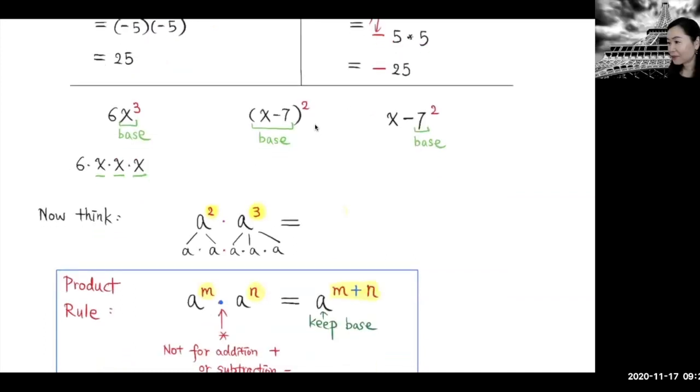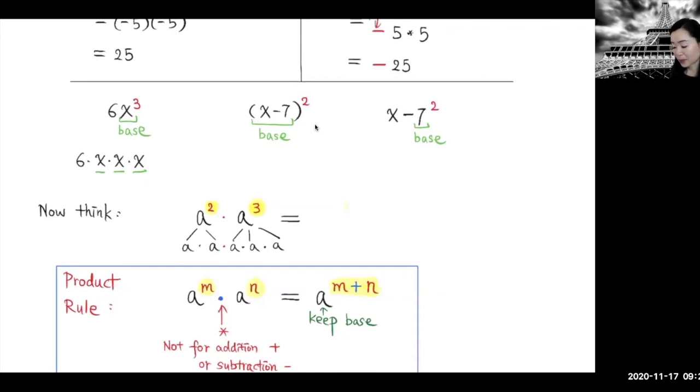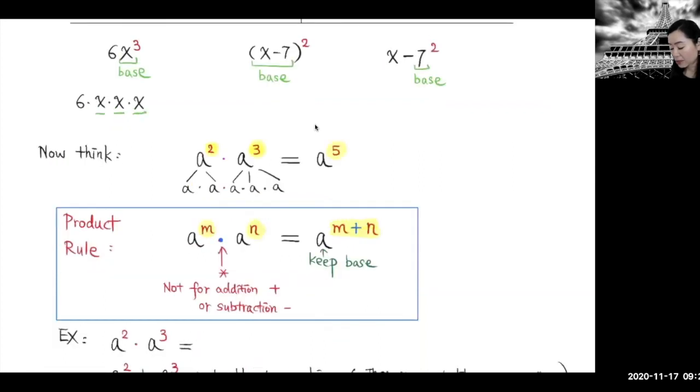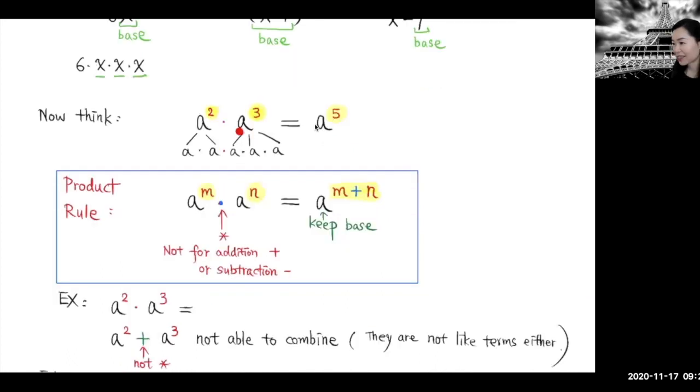Now let's try to discover some rules for exponents. When you multiply a squared with a to the third power, a squared is a times a. Now you multiply with a times a times a, which is a cubed. That's a to the what power? Fifth. A to the fifth power. Now you observe that when you multiply two factors with the same base, you are repeatedly multiplying a 5 times, because this is 2 times and this is 3 times, so altogether 5 times. So this is the sum of these two exponents, provided that they have the same base.